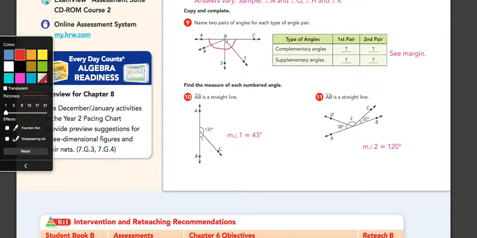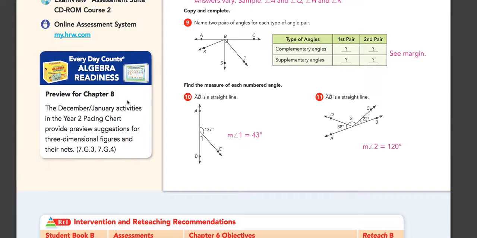All right. Next one. So for number 10, this 137 degree angle and angle 1 make 180 degrees. So I just have to do 180 minus this 137. Whatever I have left over is 43. For number 11, I know these three angles, so 1, 2, 3, have to equal 180. So I can add up the 38 and the 22. That gives me 60. So I have 60 plus angle 2, which we'll call N, equals 180. I subtract 60 from both sides. I wind up with N equals 120.